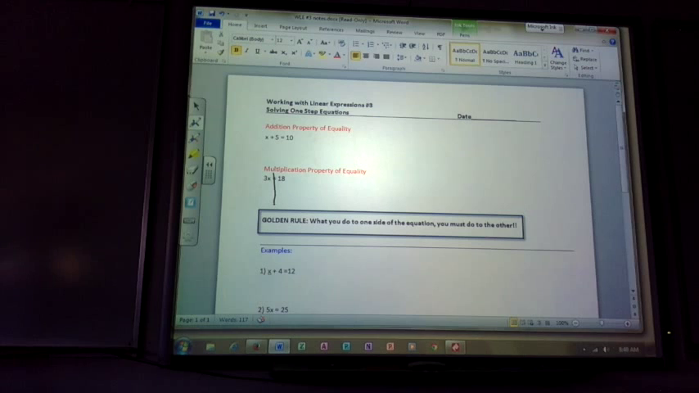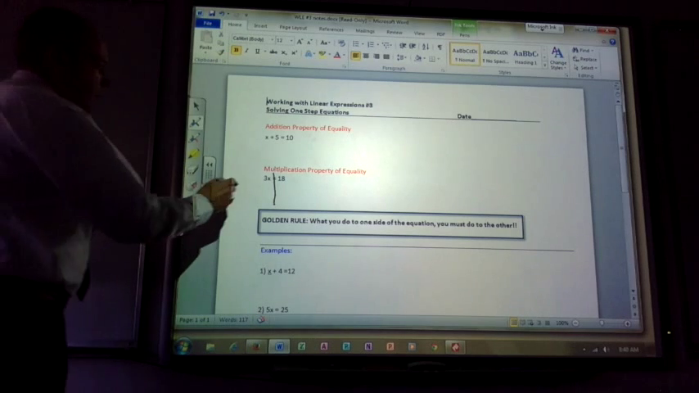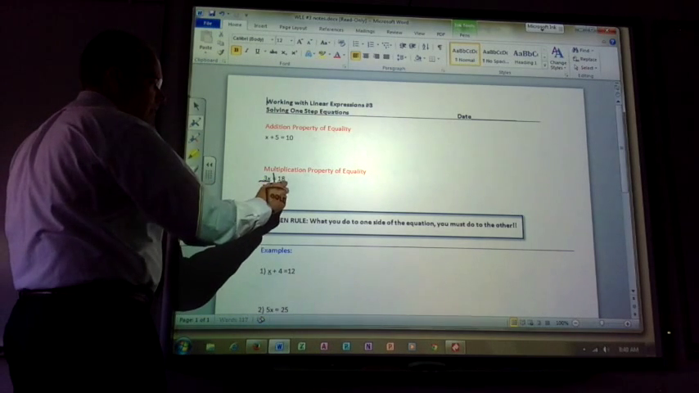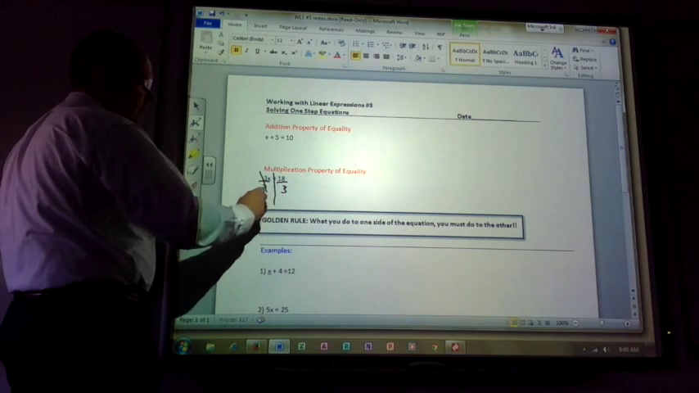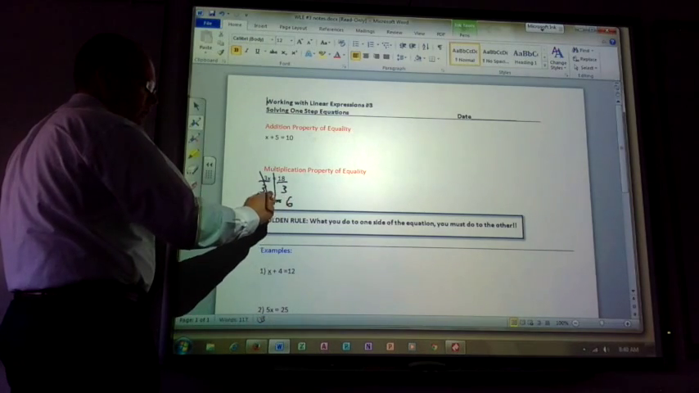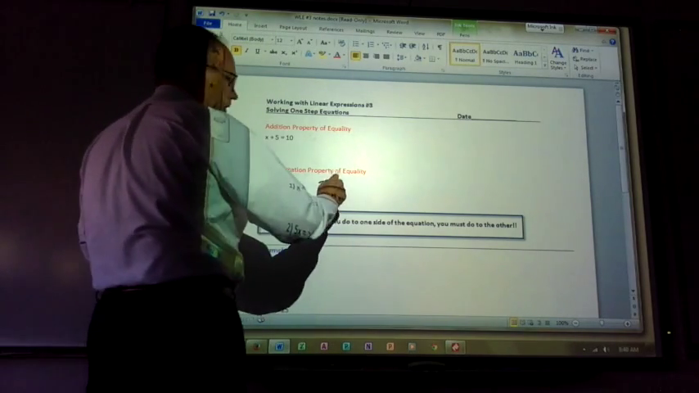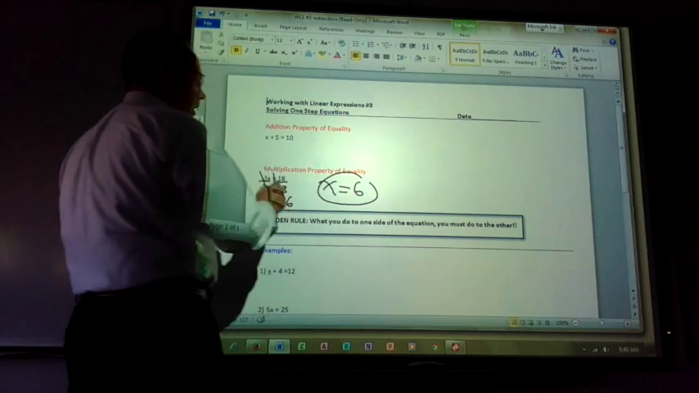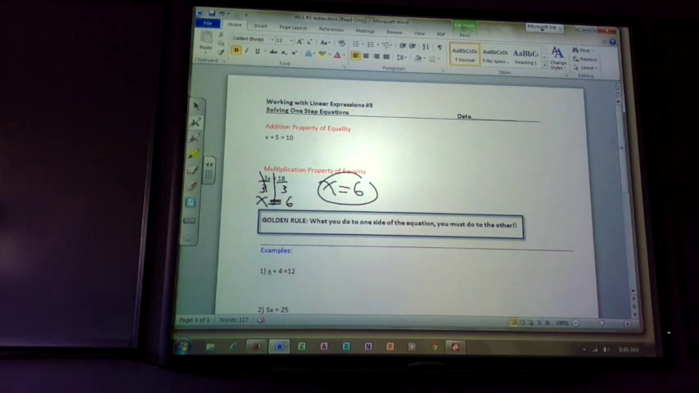What should I do to both sides? Divide by what? By 3. So I'll divide this by 3 and this side by 3. Those cancel out. That leaves me x is equal to 6, or 18 over 3. So x is equal to 6. Because 3 times 6 is indeed 18. That's pretty straightforward, I think.